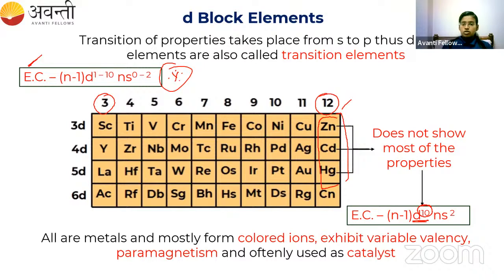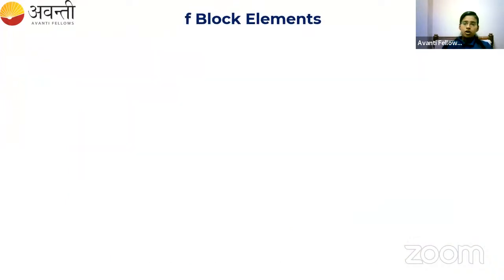Okay, and you should memorize at least the first 30 elements given in the periodic table, which will include this 3D series also. So you will have from scandium till zinc. So you need to memorize at least the first row of this D block. Okay. Next, coming to F block.